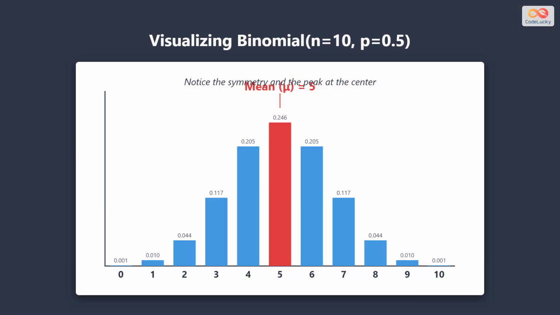If we graph the probabilities of getting 0 heads, 1 head, all the way up to 10 heads, we get a chart that looks like this. Notice how the tallest bar is right in the middle at 5. This visual peak confirms our calculation. While it is possible to get 3 or 8 heads, 5 is the most likely single outcome and the center of balance for the distribution.